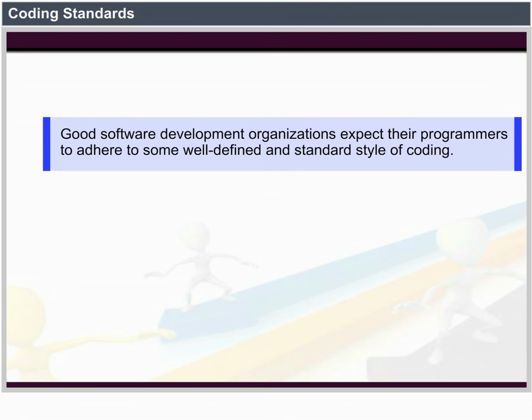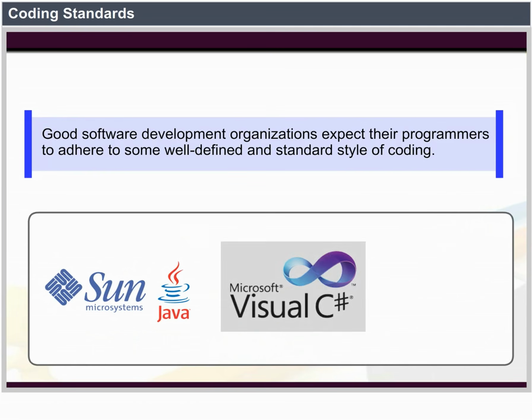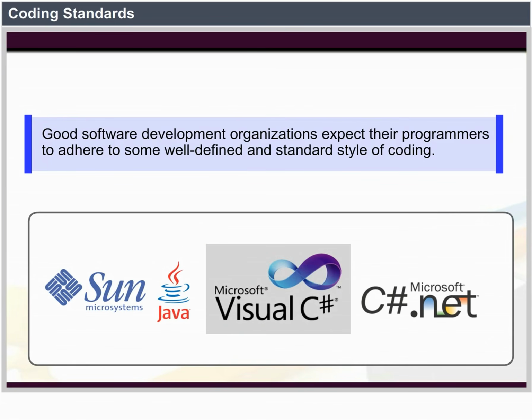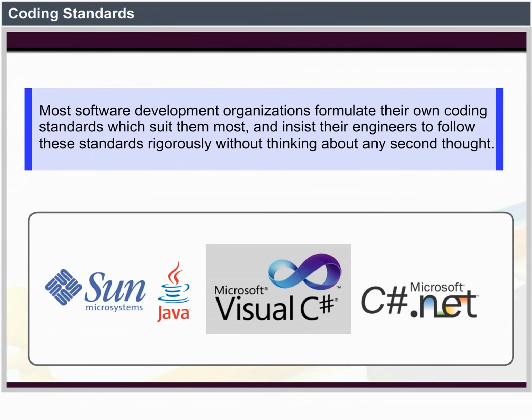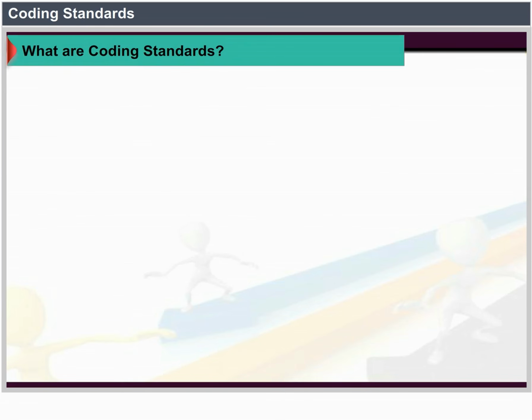Coding standards. Good software development organizations require their programmers to adhere to some well-defined and standard style of coding. Most software development organizations formulate their own coding standards that suit them most and require their engineers to follow these standards rigorously. What are coding standards?